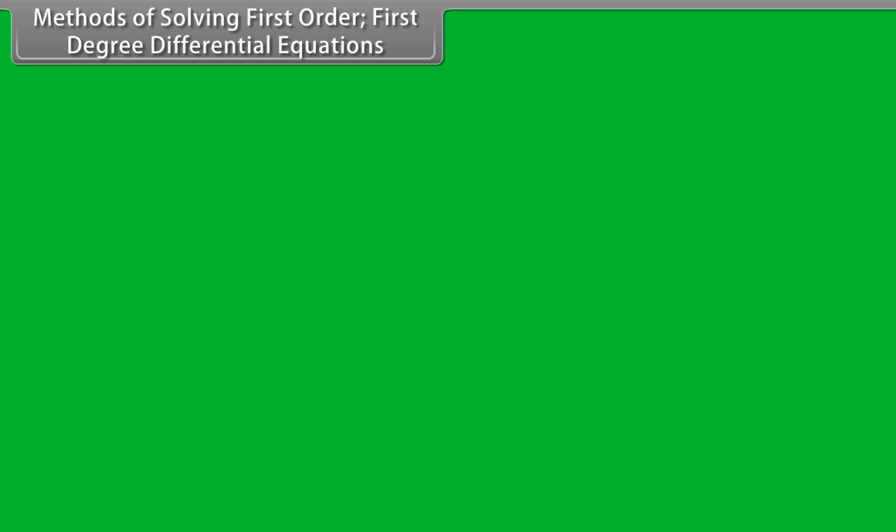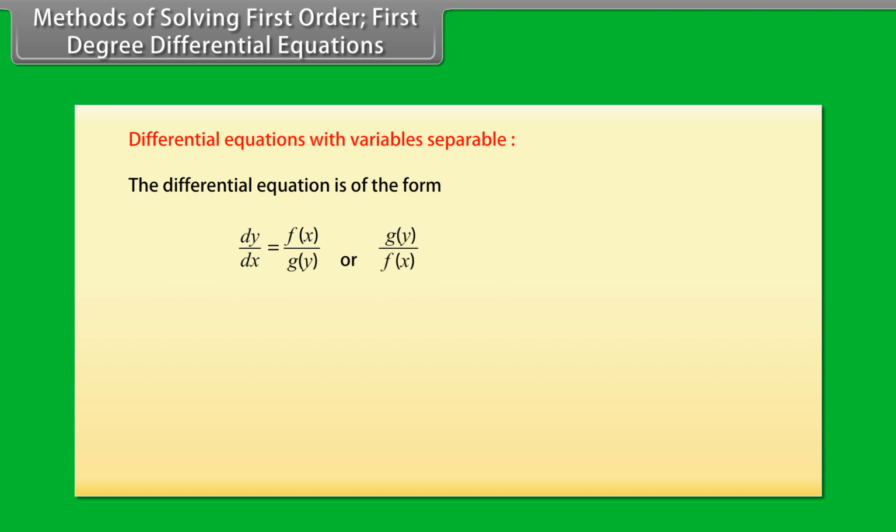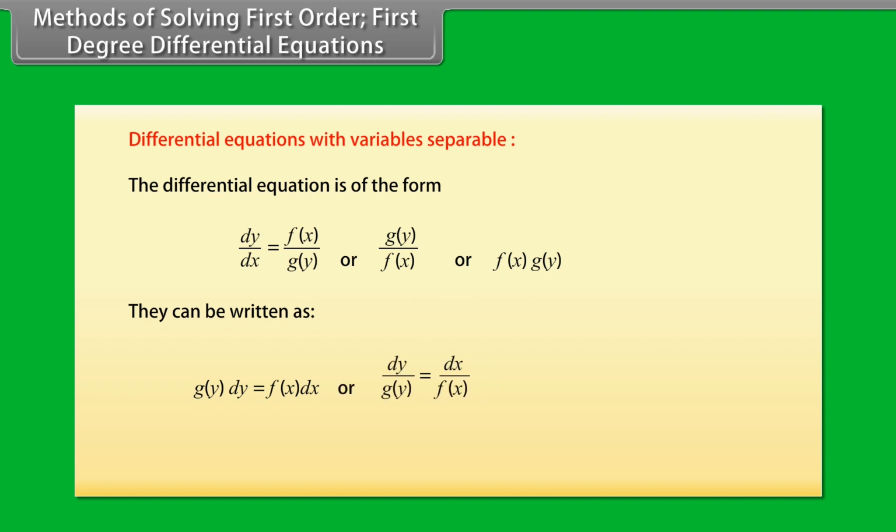Methods of solving first order, first degree differential equations. Differential equations with variables separable. The differential equation of the form dy by dx equals f(x) by g(y) or g(y) by f(x) or f(x) into g(y) can be written as g(y) dy equals f(x) dx or dy by g(y) equals dx by f(x) or dy by g(y) equals f(x) dx respectively, and after that they get integrated.